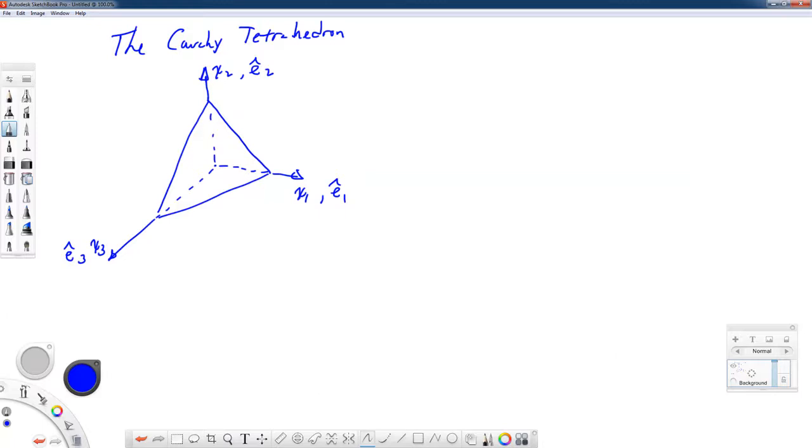Alright, so there's the tetrahedron. A tetrahedron is a four-sided object, and so what I've done is I have the coordinate system x1, x2, x3 with the unit basis vectors e hat 1, e hat 2, and e hat 3 right there, and then at some skew angle is a plane that intersects those three coordinate axes. And so what we're looking at right now is the front surface of that plane. With a few more additions to this, this will be known as the Cauchy tetrahedron.